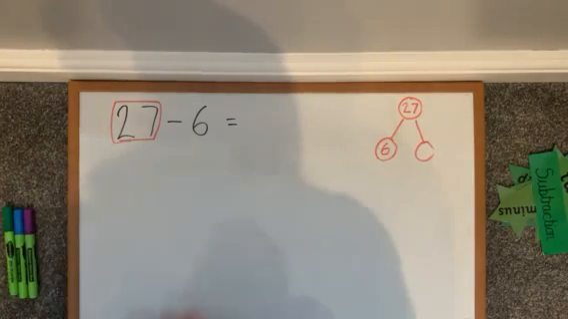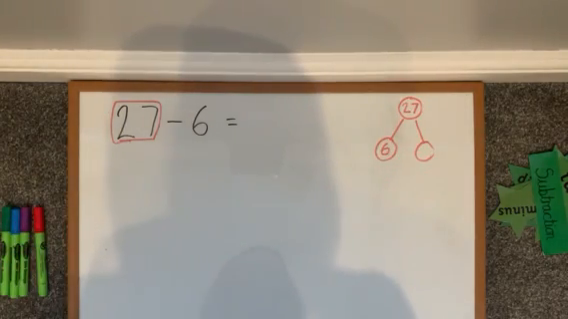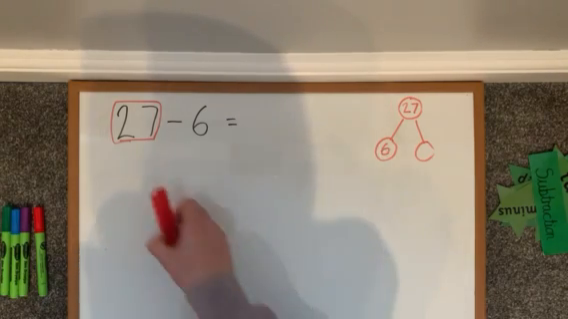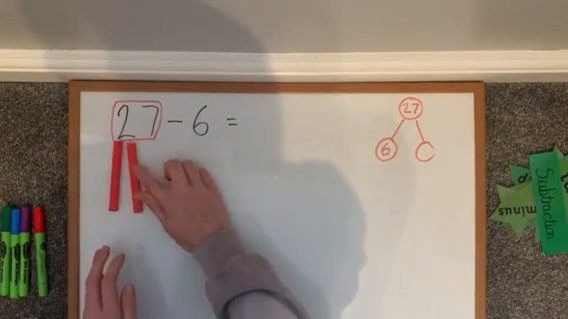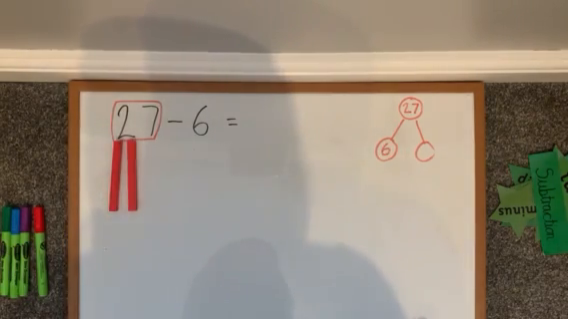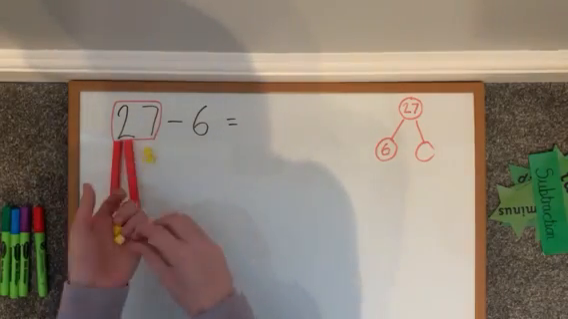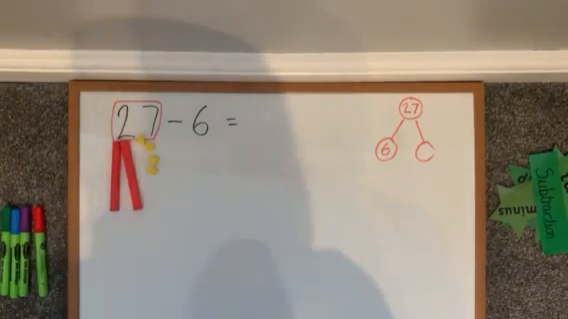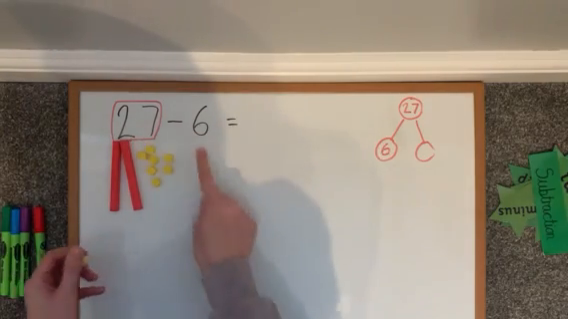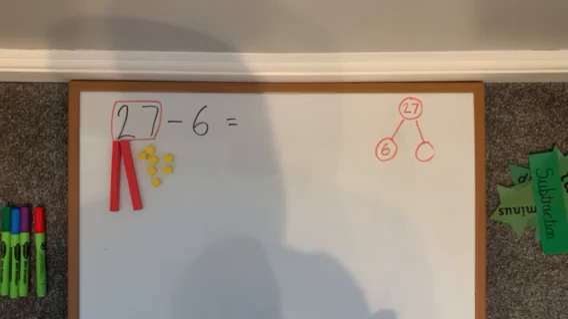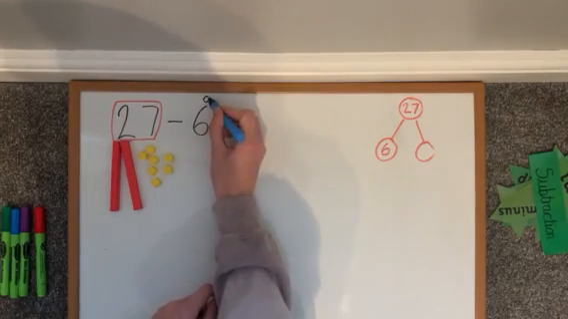Okay, so to work it out then we're going to use Deans from last week. So we can either use Deans or we can draw the Deans. So let's use the Deans first. We've got 10, 20, 21, 22, 23, 24, 25, 26, 27. And we're going to take away 6. Let me just check. That is 6 ones.